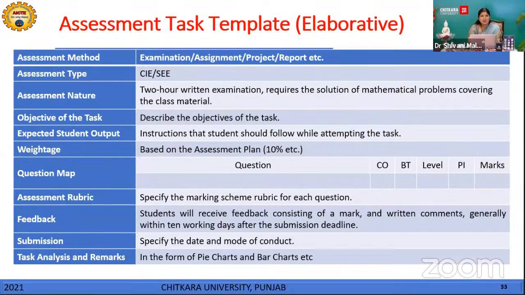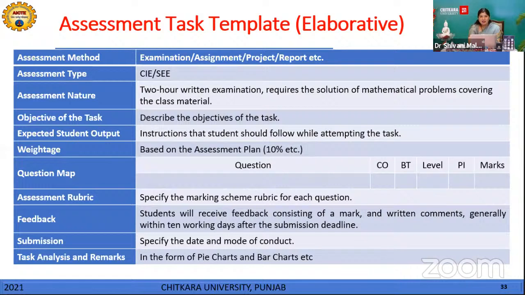The weightage should be exactly the same as you mentioned in your plan. If you mentioned a weightage for an assignment to be 10%, it should be 10%. It shouldn't be like it is a 5% weightage now, the weightage has dropped down, or you increased the weightage to 15%.